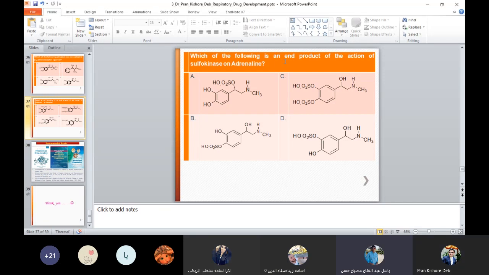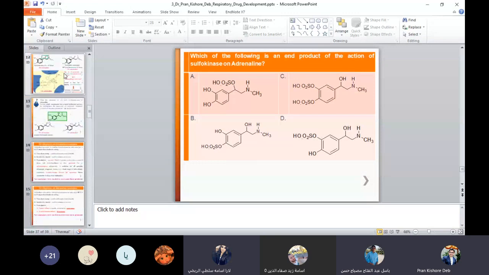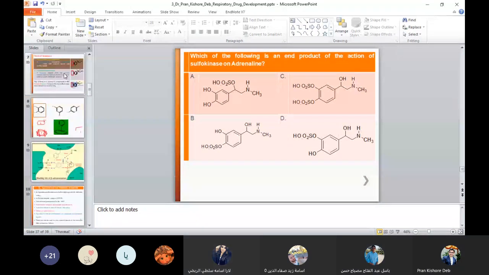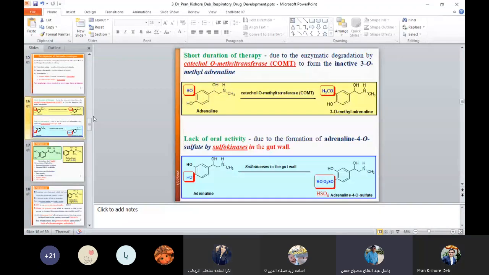Sulfokinase works at position 4, the para position, the OH opposite to the alcohol. Go to the slide. It only works in the 4th position. Okay, now look at this, Osama. Can you see the changes? The sulfokinase will convert the OH on the para position, the second OH, into HSO4. Okay, is it clear now?